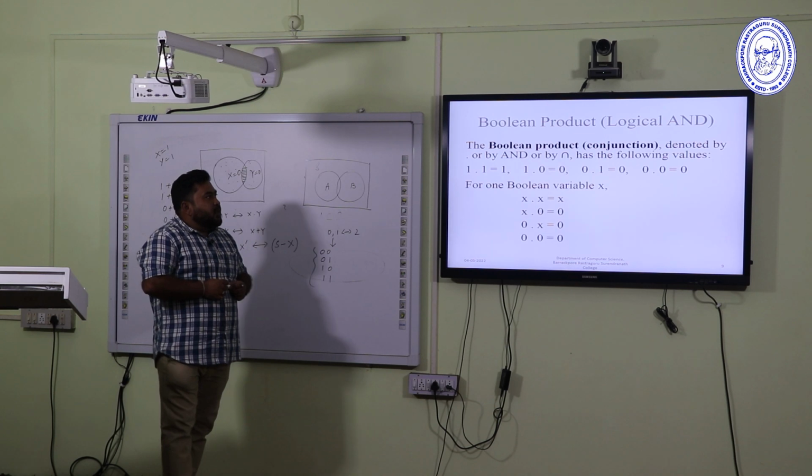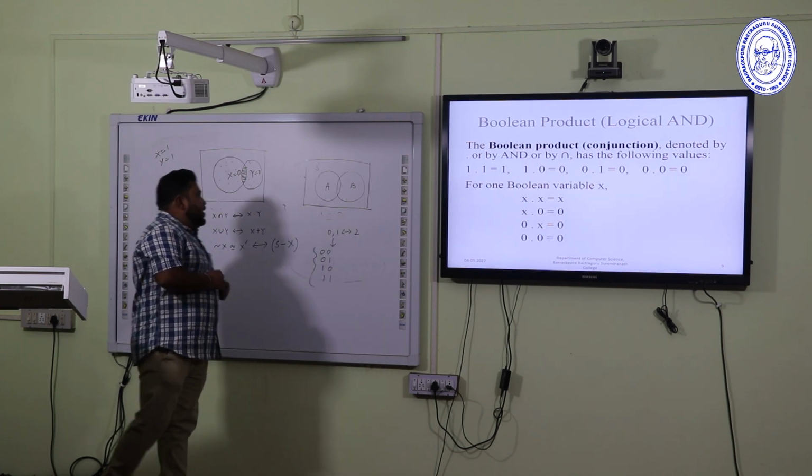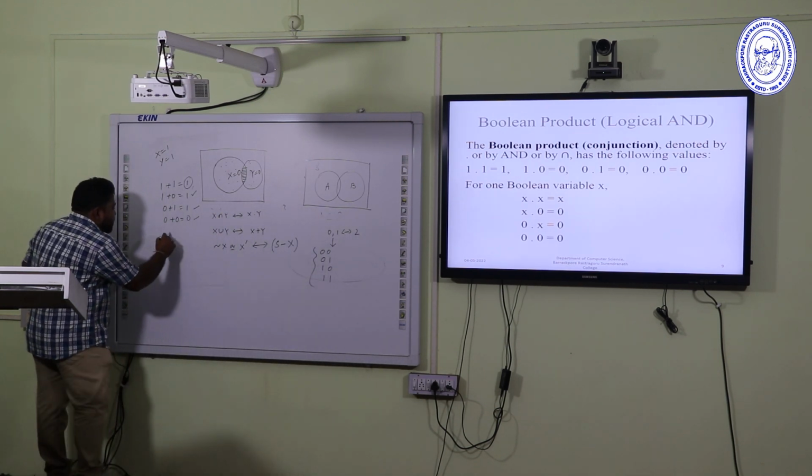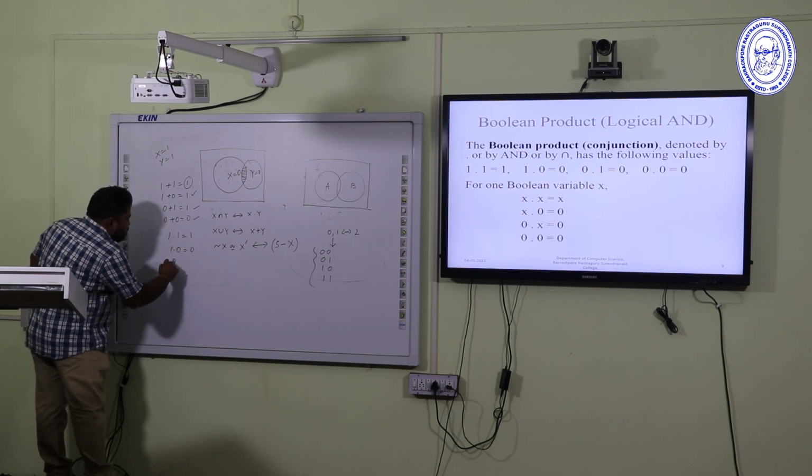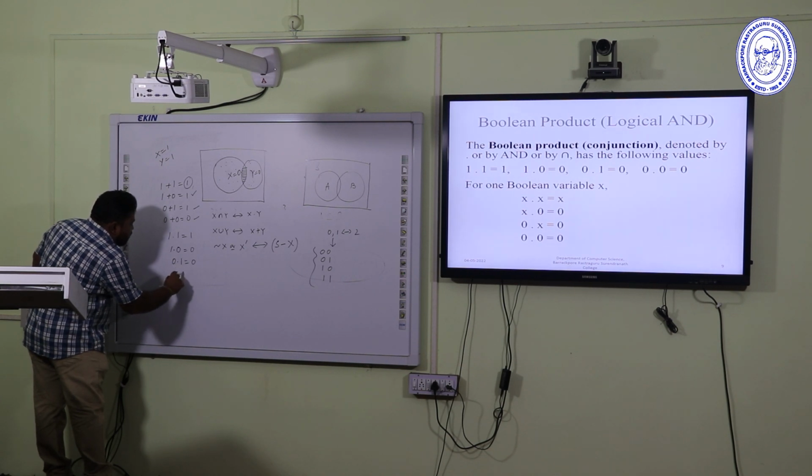There is another operation that is called the Boolean product, and it is the opposite form. It's like that: 1.1 is equal to 1, 1.0 is equal to 0, 0.1 is equal to 0, 0.0 is equal to 0.